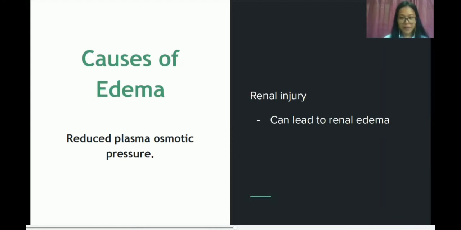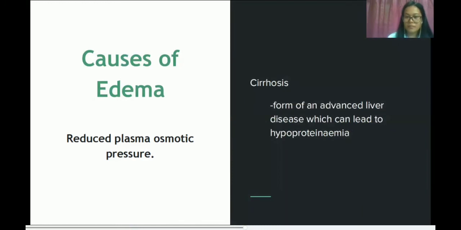So we also have here a renal injury. Renal injury also causes loss of blood protein, which is common in humans but not in animals because nephrotic syndrome does not occur in animals. Edema as a result of kidney disease is called renal edema.